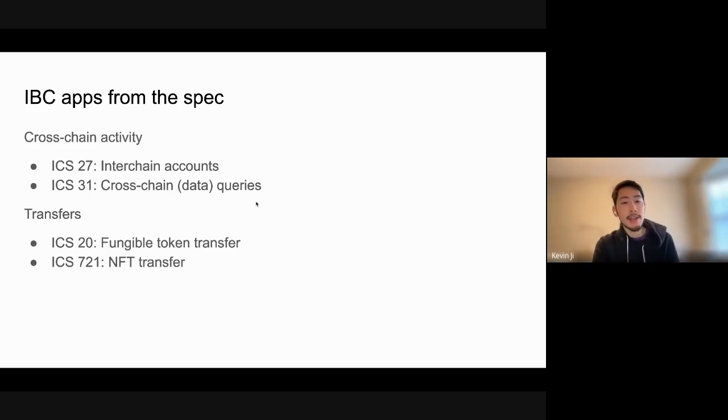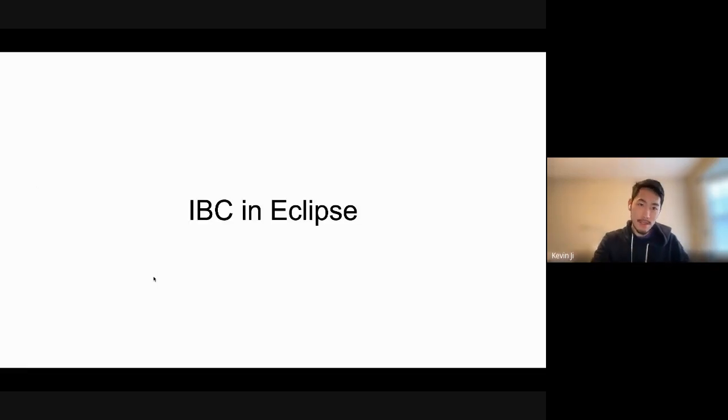Cross-chain data queries is the idea of being able to query information about a different chain. Say you're on Solana and you want to query Ethereum price data in a very cheap way. You can use ICS31 to establish that. And then cross-chain transfers. These are mostly named after the ERC number. ICS20 is the fungible token transfer. ICS721 is NFT transfer across chains.